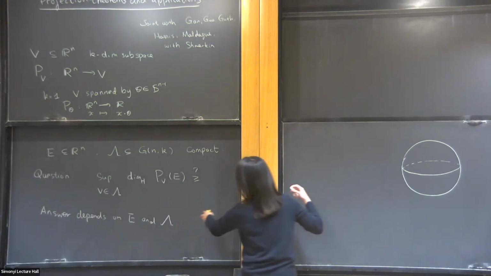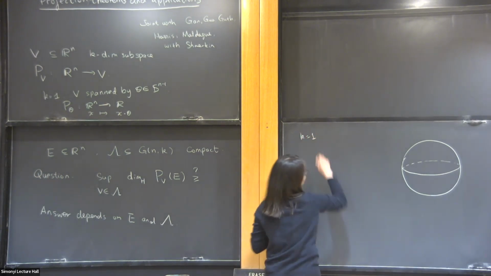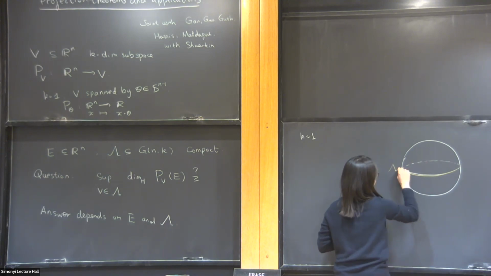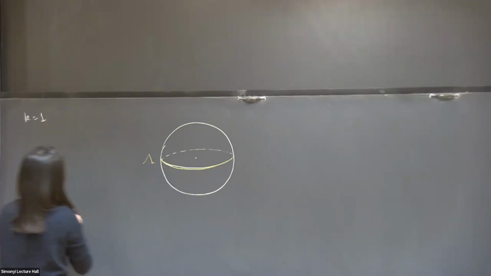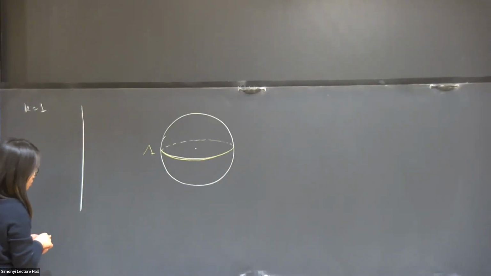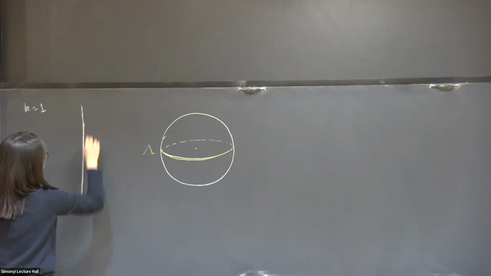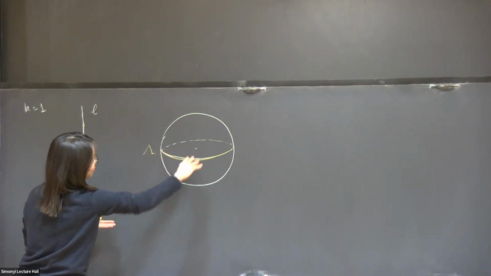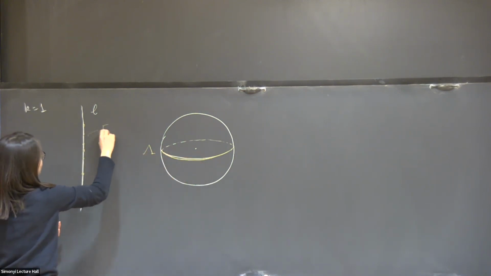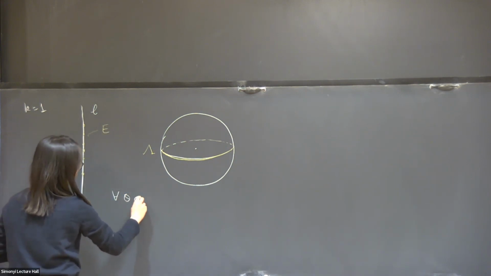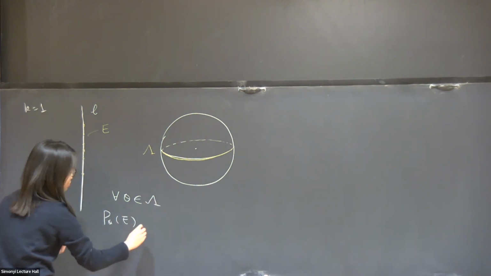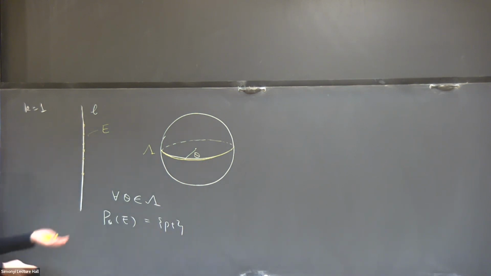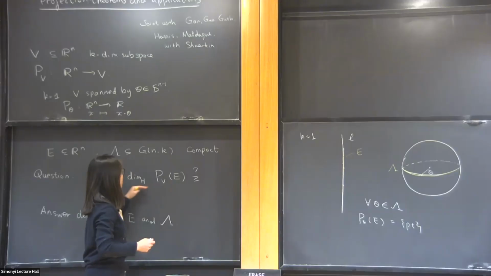One enemy example for this question, when k equals 1, is that we suppose Lambda is this great circle. And then we take our E to be a subset of a line L that's normal to the hyperplane that contains this great circle. In this picture, for any theta, P_theta of E is just a point, because they are orthogonal. So if we want a good estimate, we want to avoid this.